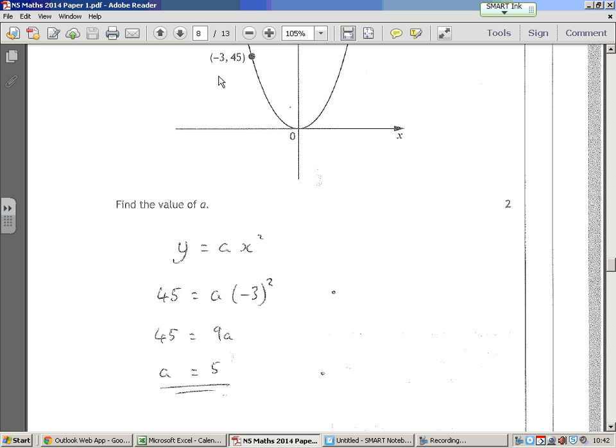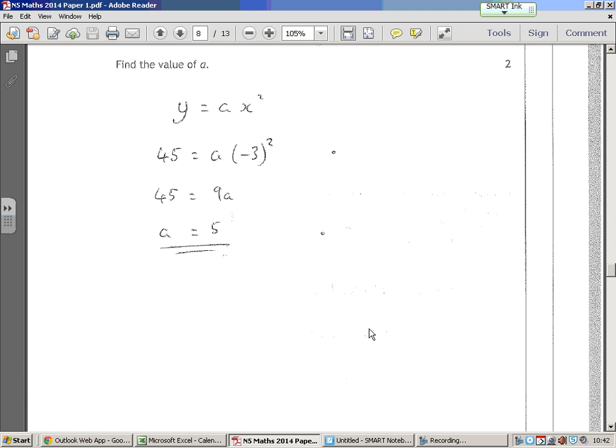So y is 45 when x is -3. -3 squared is 9. 45 equals 9a, or a times 9, which is 9a. And 9 fives are 45, so the value of a is 5.